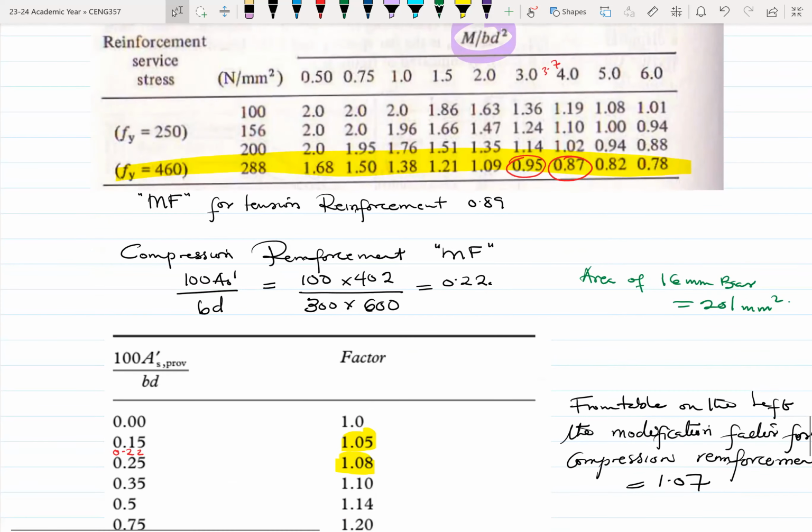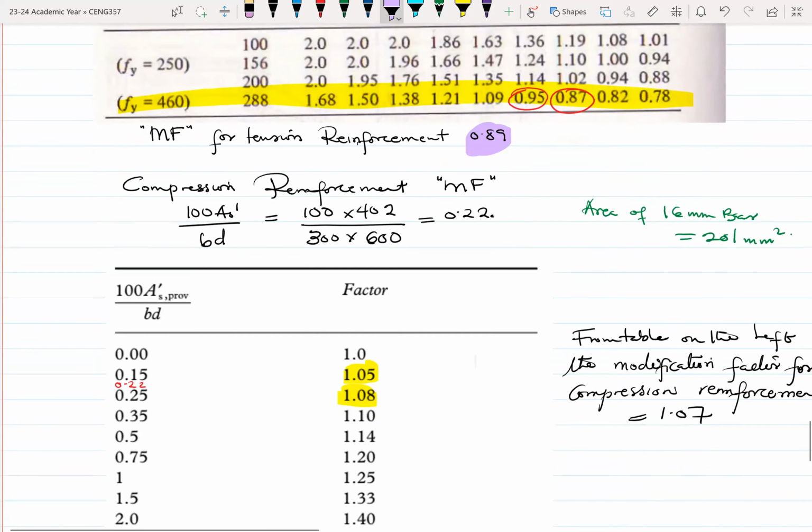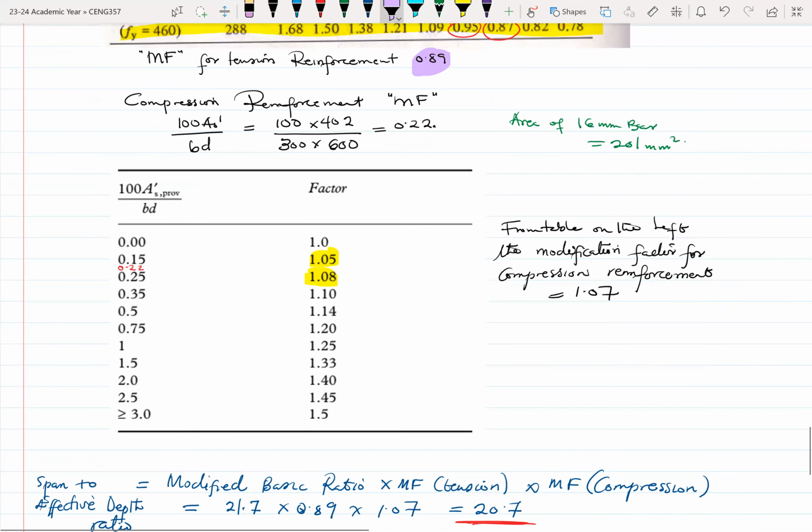So once we do that, we end up with 0.89 as our modification factor. Then we do the same thing for the compression reinforcement. For the compression reinforcement, that is Table 3.11 in the BS code.